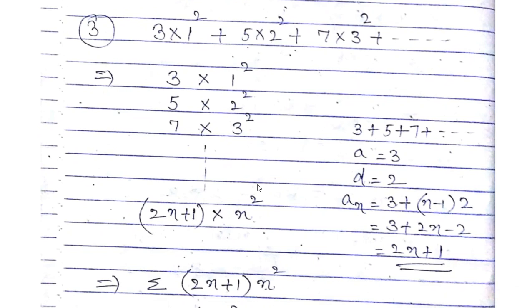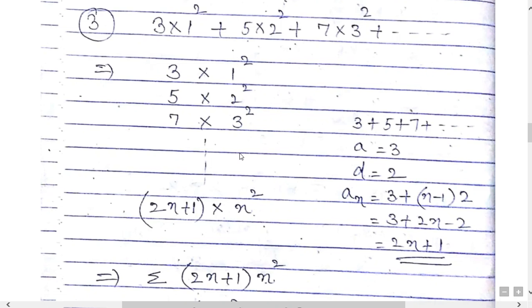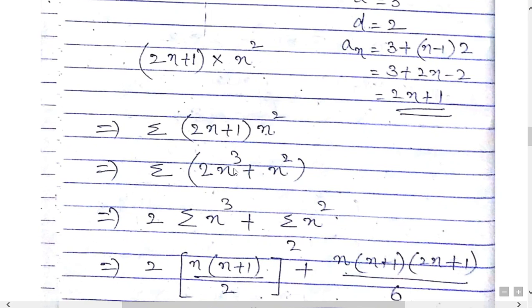Now the third question, again on the same pattern. First term is 3, 5, 7. Suppose it's difficult to find the nth term, then apply the formula of an as per the starting exercise of AP, that is the second exercise, and 1 square, 2 square, 3 square and so on. You can write the last term as n square because the continuation is there. Then multiply the terms. Now two formulae are required. One is sigma n cube and second is sigma n square.